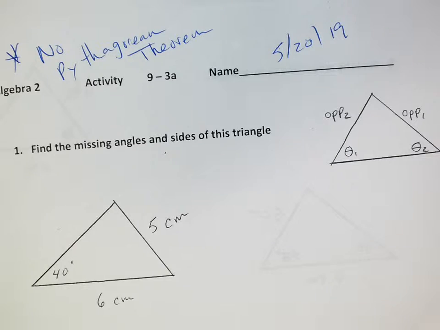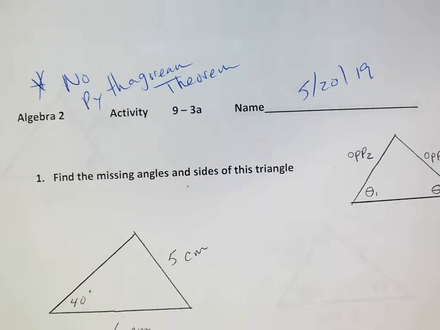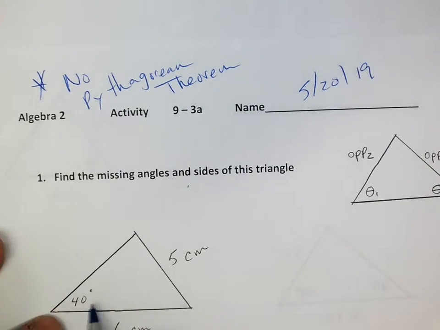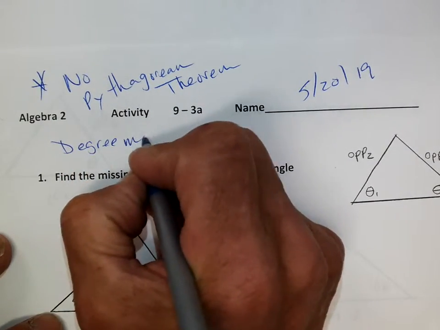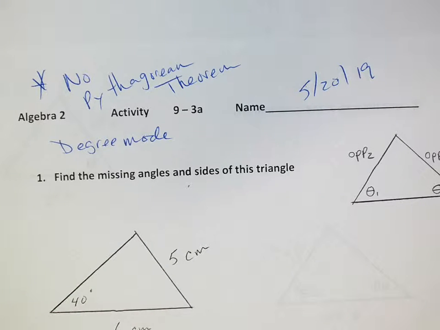Period. Okay. We're going to do everything in degree mode because we've got degrees. See the 40 degrees. So we're going to do ours in degree mode because everything's going to be given to us in degrees.